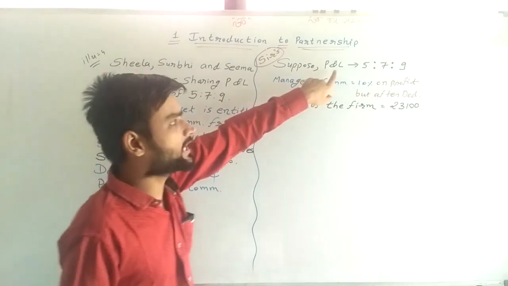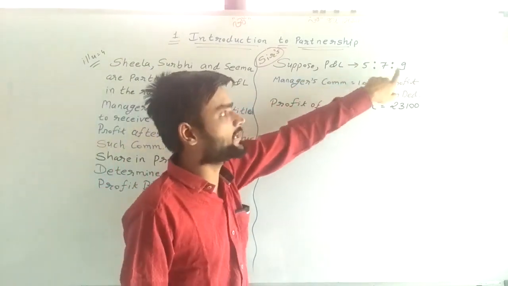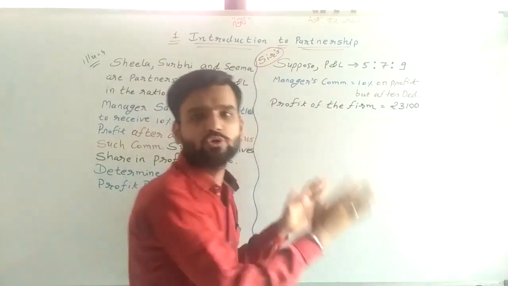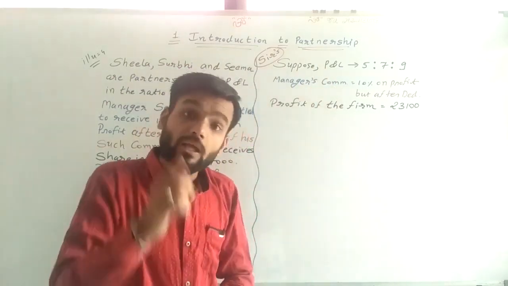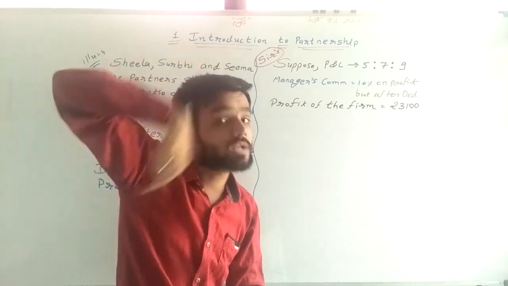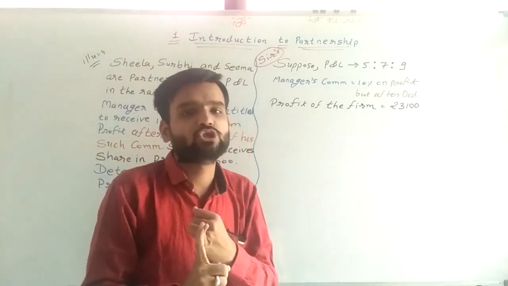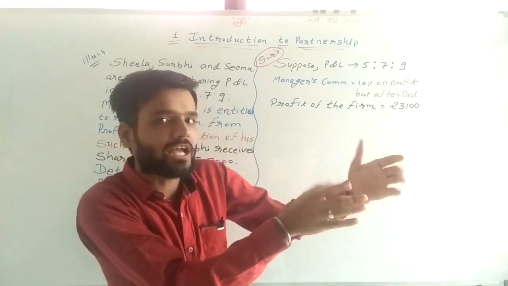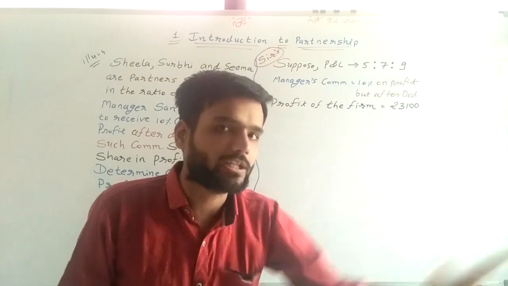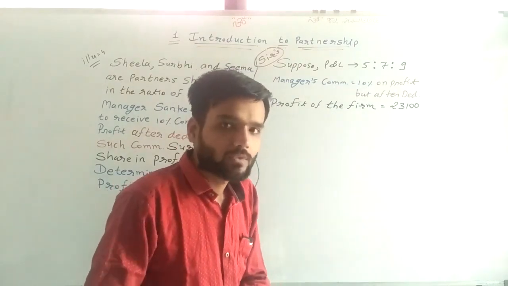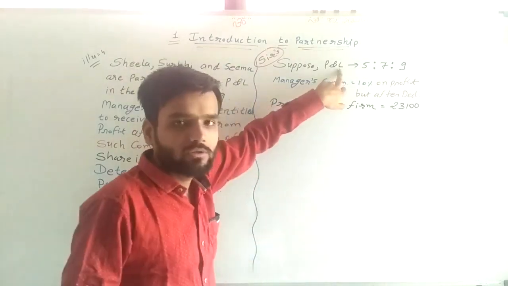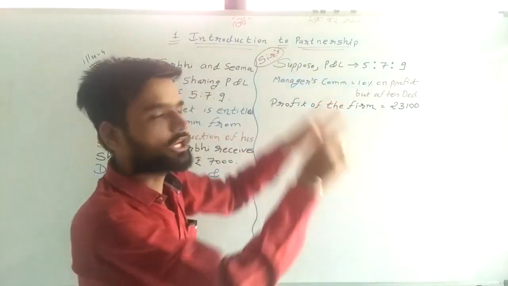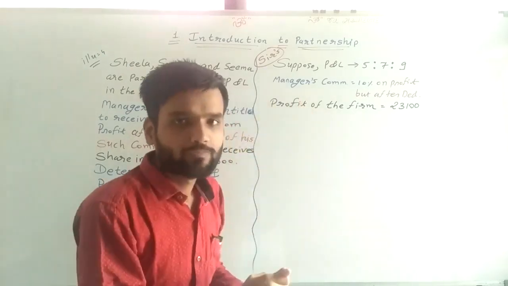Suppose the profit and loss ratio is 5:7:9. Here the profit and loss ratio is already given to you. In the last lecture, in the last sum, the capital ratio was given, and that's why we took their P&L ratio as equal as per the 1932 Act. Here the P&L ratio is given, so we don't need to assume equal proportion because the information is already given.